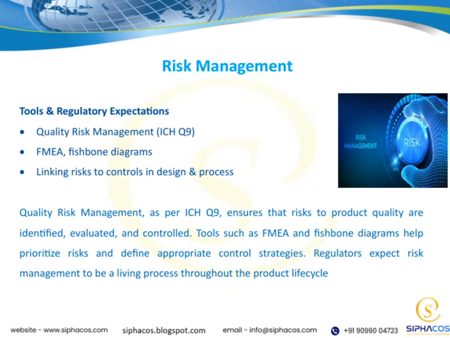As outlined in ICH Q9, quality risk management is a critical process that helps us identify, evaluate, and control risks to product quality throughout the life cycle. It's not a one-time activity, but an ongoing, dynamic process that adapts as new information becomes available. Tools like FMEA, or failure mode and effects analysis, are incredibly useful for systematically assessing potential failure points and their impacts. Fishbone diagrams, also known as Ishikawa diagrams, help us visually explore root causes of risks. These tools enable us to prioritize risks effectively and develop appropriate control strategies.